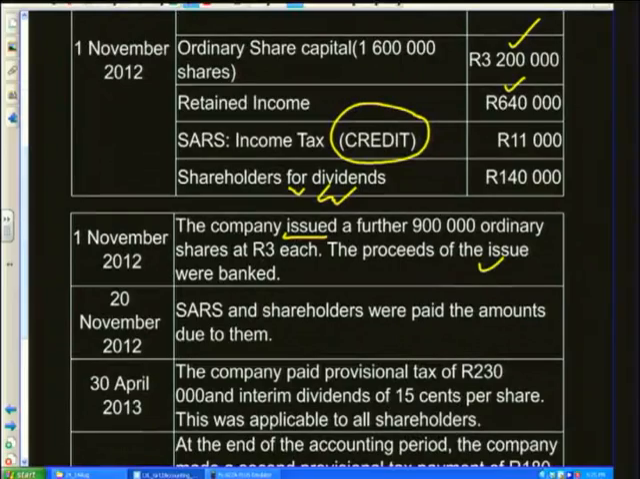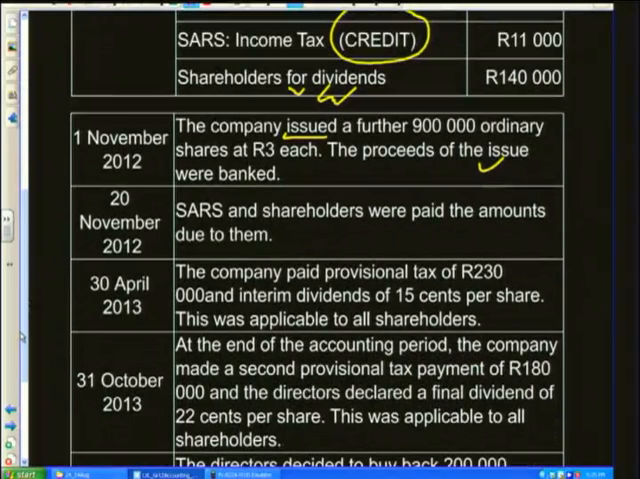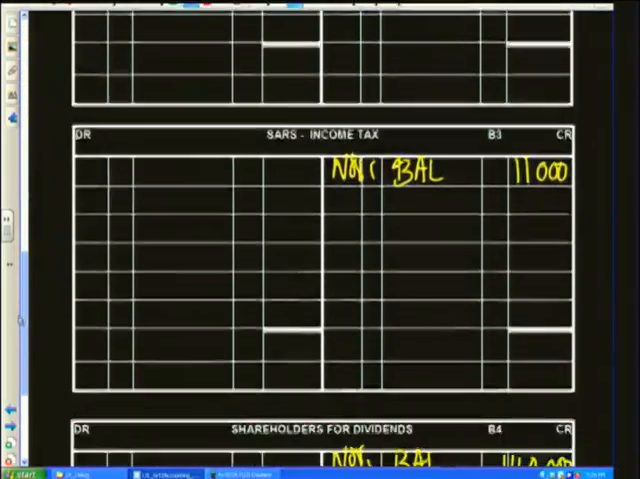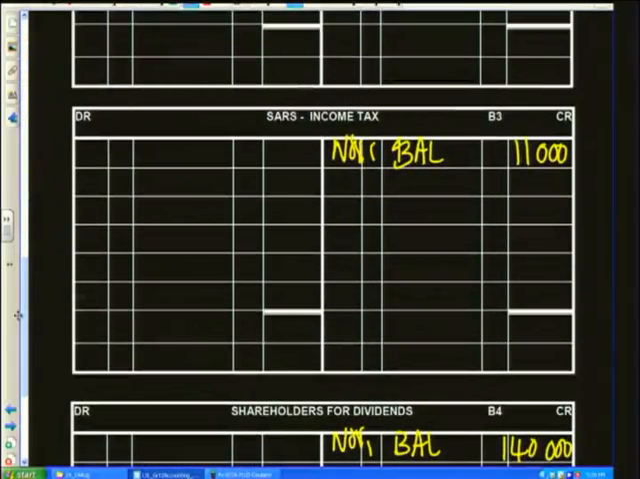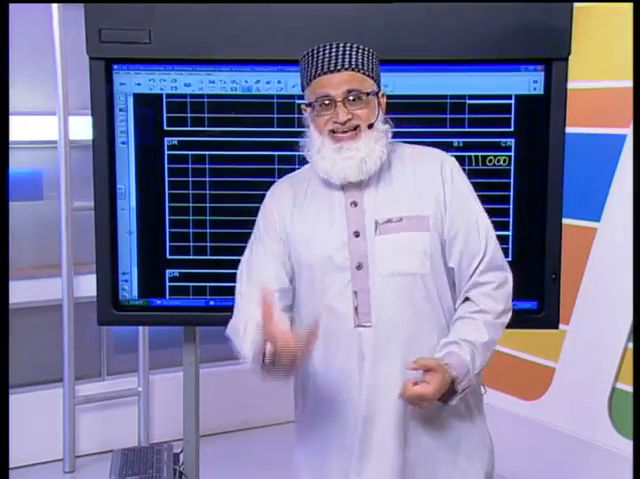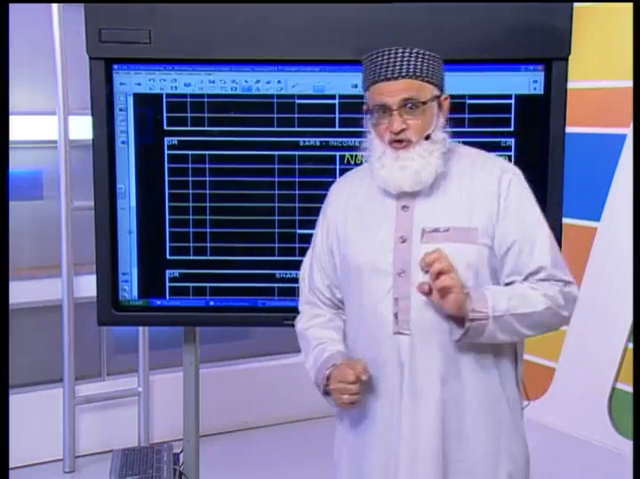So we sorted this one out. Now they tell you that SARS and shareholders were paid the amounts due to them. Okay? So let's go back to my accounts and see. Clearly you can see that you were owing SARS money. How much were you owing SARS? You were owing SARS an amount of 11,000 rand. So if we issue a check to pay SARS, the moment you see issued a check, it immediately tells you that it's the bank account involved, correct? What's happening to my bank account? It's decreasing in value, therefore credited.